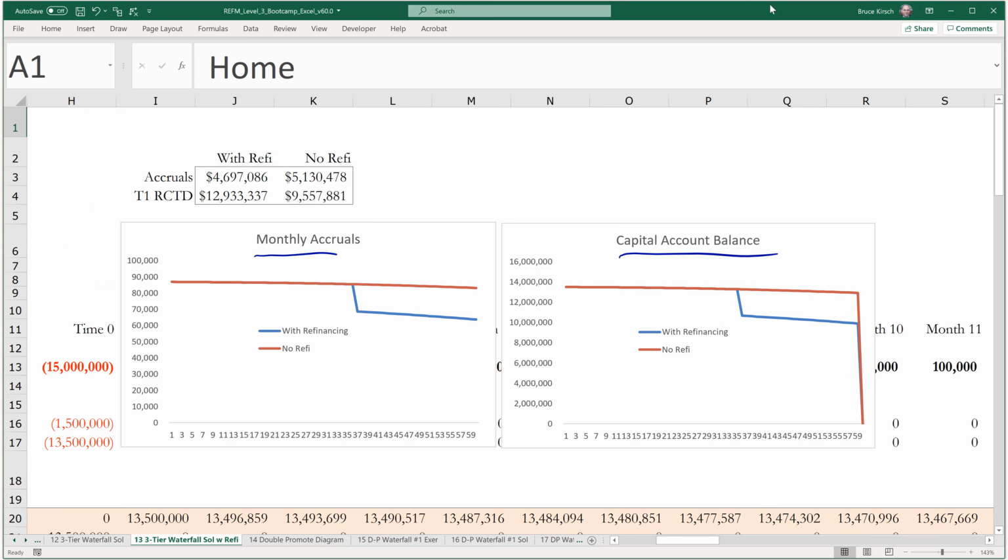The red line is no refi, which is what we just went through, and the blue line is with refi. The blue line is actually sitting underneath the red line here because the refi doesn't happen until this month, month 36. And so what happens in that month 36 with that $3 million is it pays down our capital account balance from roughly 14 million to roughly 11 million. And as a result, the accruals are going to drop significantly. We're earning less because the balance is paid down some $3 million.